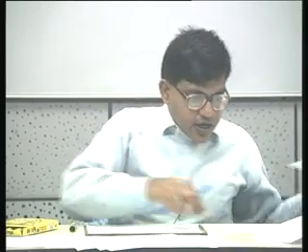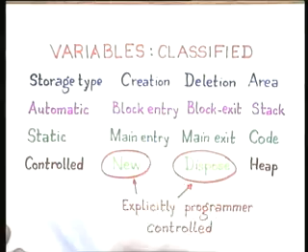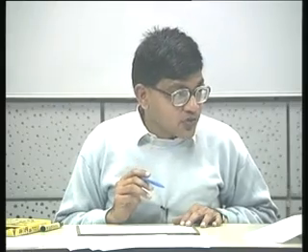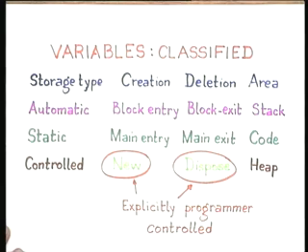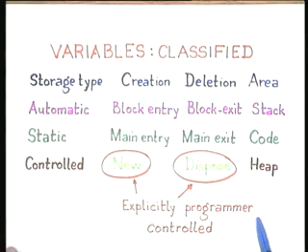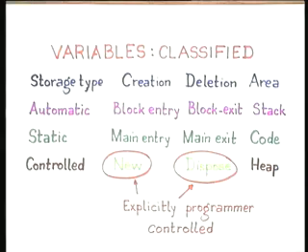So we might finally classify variables in this form. You have variables which are automatic in the sense that they are created at block entry, deleted on block exit, and the area where they are stored is the runtime stack. You have static variables which are created when you enter the program, but may not be initialized depending on the other features of the language. They are deleted when you exit the entire program. So they have an extent spanning the entire execution of the program, and the area is usually the code segment area. And there are controlled variables which are explicitly programmer controlled, created by an explicit programmer command and deleted by an explicit programmer command. They are stored usually in the heap, and they have a lifetime between their creation and their deletion.